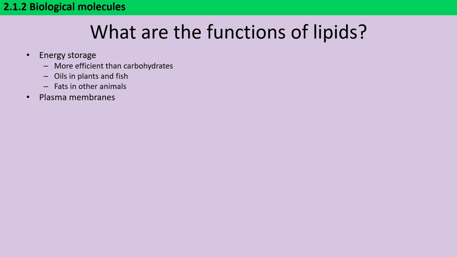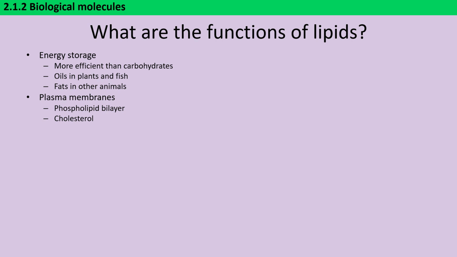The second really important function of lipids is within plasma membranes, both around cells and also around certain subcellular structures or organelles. There are two main components here that contain lipids. One is the phospholipid bilayer, which makes up the vast majority of that cell membrane. The second is cholesterol. You might think that cholesterol is a bad thing, but actually all of your cells need some cholesterol in the cell membrane, and this helps to moderate the fluidity of that membrane.